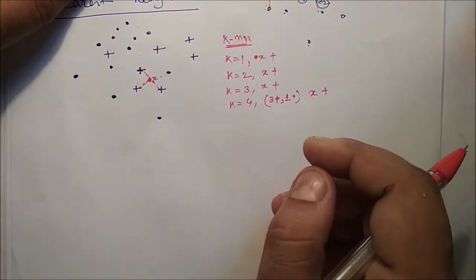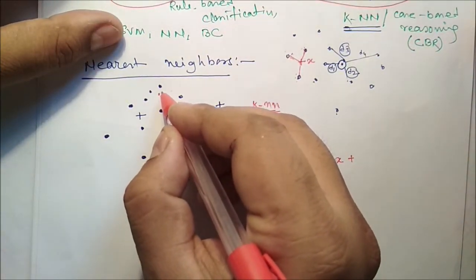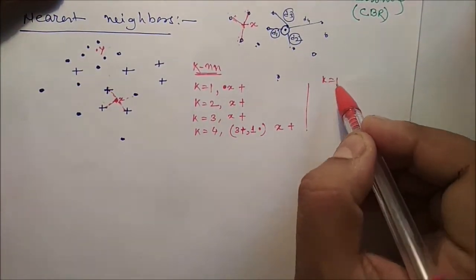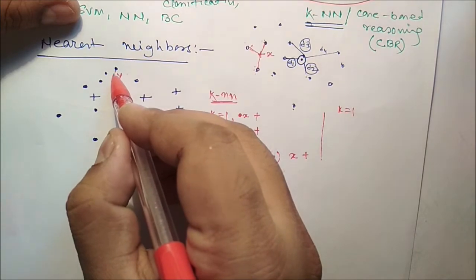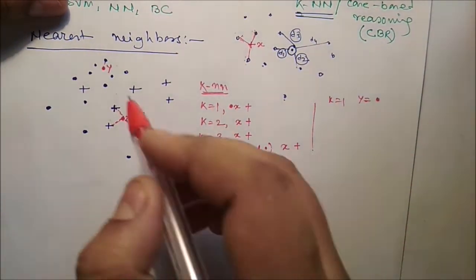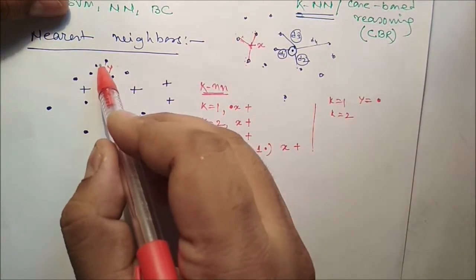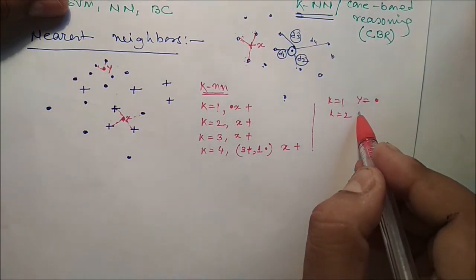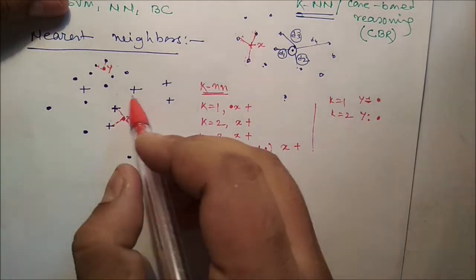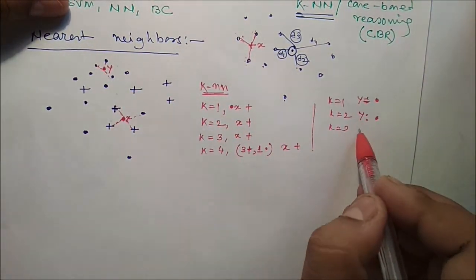In this way, similarly, suppose one data is somewhere here, say it is y. If k is equal to 1, the nearest data will be this one, so definitely the class level of y will be dot. Similarly, if k is equal to 2, the nearest two neighbors are these two, and both are dot. So the class level of y will be dot. If k is equal to 3, the nearest three are also dot.